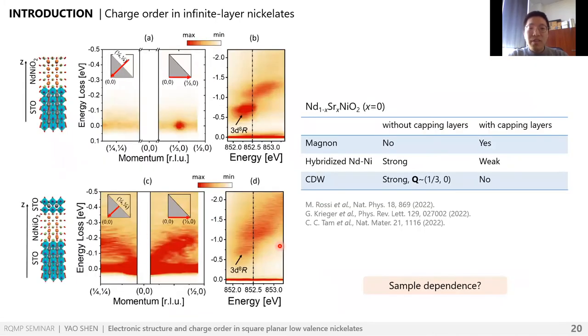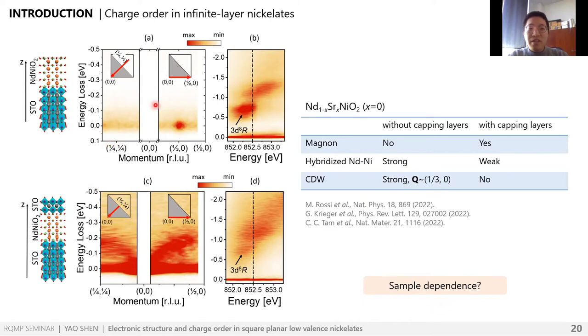And how about the infinite layer nickelate? So this year there are three papers reporting RIXS measurements in infinite layer nickelates, finding a charge order peak at around a third zero. So it's parallel to the nickel oxygen bonds, similar to cuprates. However, in these papers, there seem to be some sample dependence.